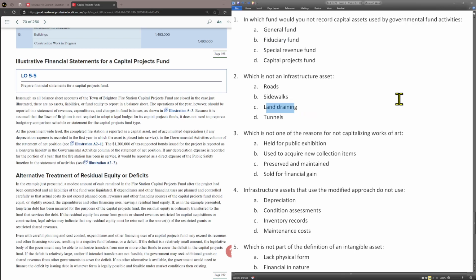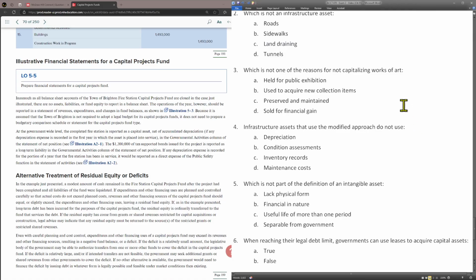Or depending on how you look at it, either it's a land improvement or it's a necessary cost to get land ready for use. Which is not one of the reasons for not capitalizing works of art? Okay, so this list here: held for public exhibition, used to acquire new collection items, preserved and maintained. The one that you cannot do, in other words, if you are selling art for financial gain, that means it can kind of come and go. It's not this idea of an inexhaustible life.